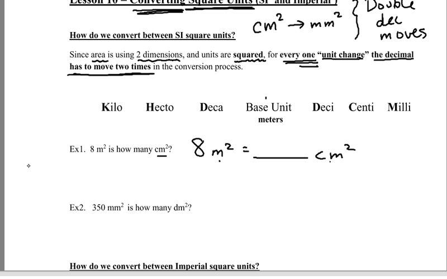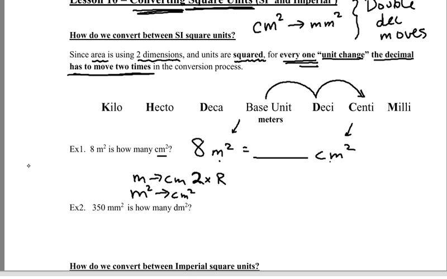So I find meters and meters to centimeters. Meters to centimeters is 2 times to the right. But because we're dealing with squared units, we have to double the moves. So meters to centimeters is 2 times to the right, but meters squared to centimeters squared, I have to double the moves. That's 4 times to the right.